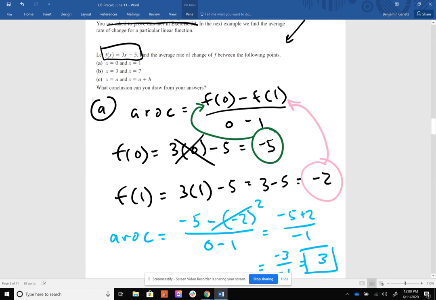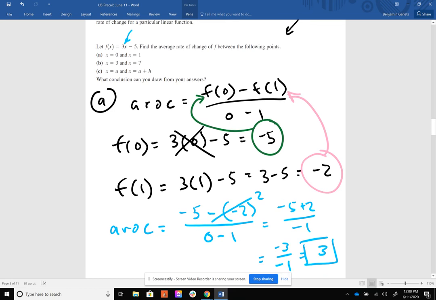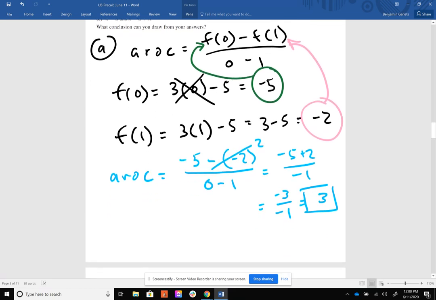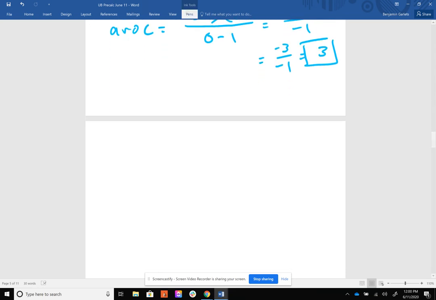I'm hoping that your math spidey senses are tingling, because if you look, we've got a 3 in the slope spot. So let's check out part B. X is 3, x is 7. So part B, what happens when x is 3 and x is 7? We could make a prediction right now. I'm predicting that we're going to get a slope of 3 because that's the slope of our line. But just for due diligence, we're going to evaluate this.